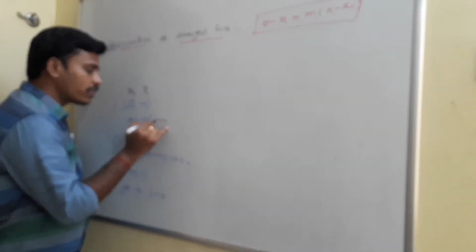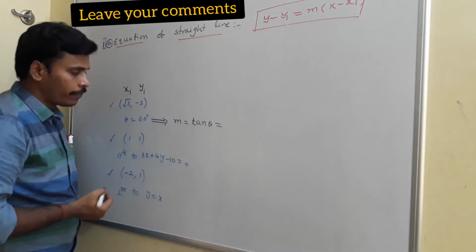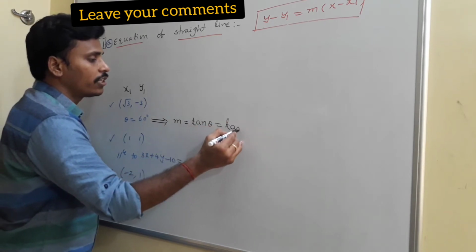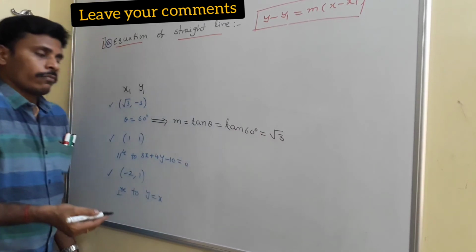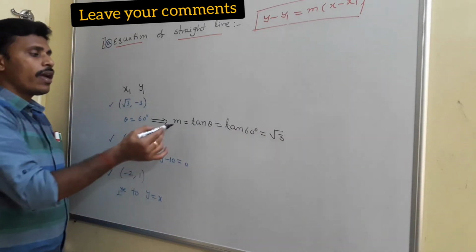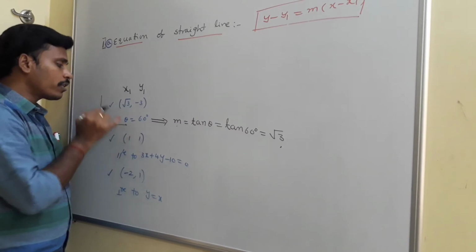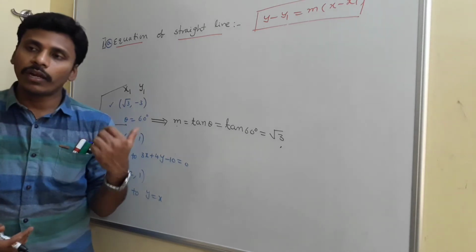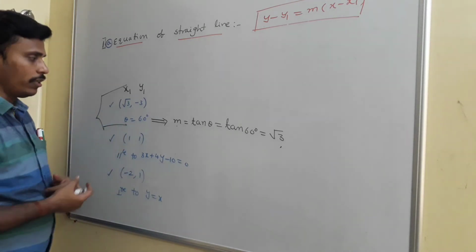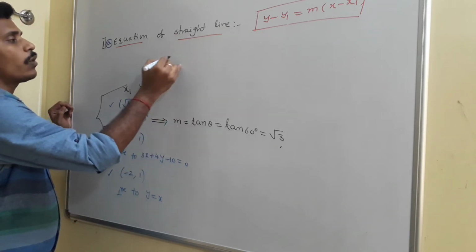But theta is given as 60 degrees, and we know that the slope of a line can be calculated by tan theta, and tan of 60 degrees value is root 3. Right? So m is equal to root 3. Here for the second problem, the slope is not directly given. It is given by the inclination, and from that inclination we found the slope as root 3. The point I have, the slope I have. I am going to find the equation.